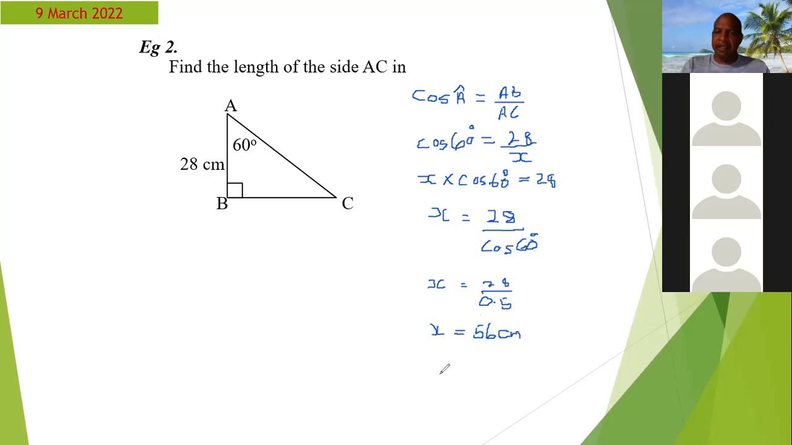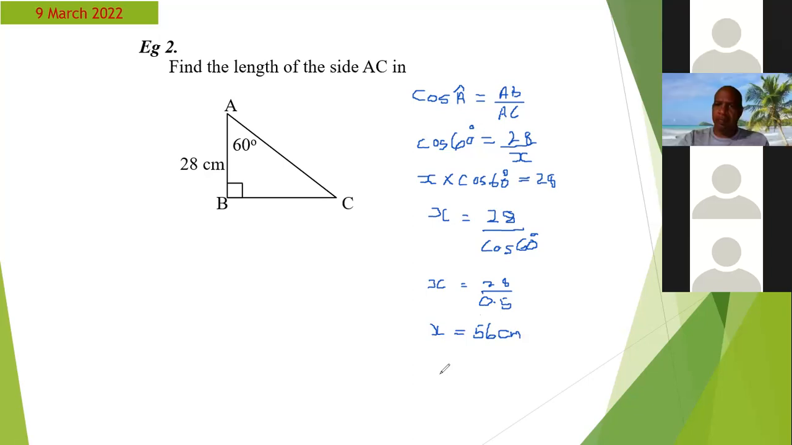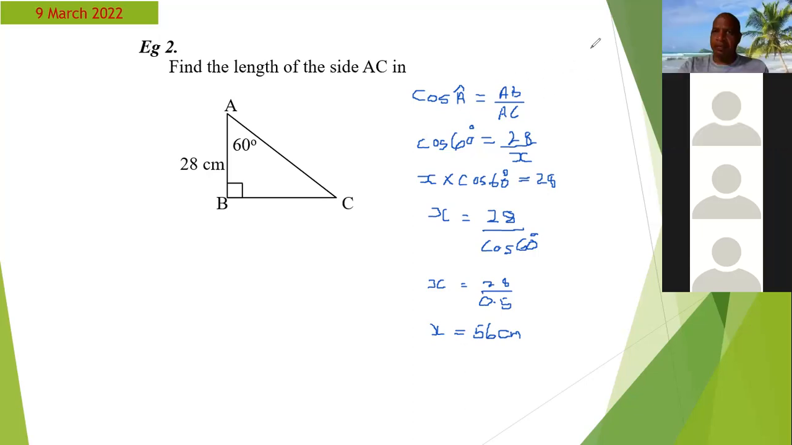Is that clear to everyone? Raise your hand if you are understanding, guys. All right, so I guess we can move on to another example.